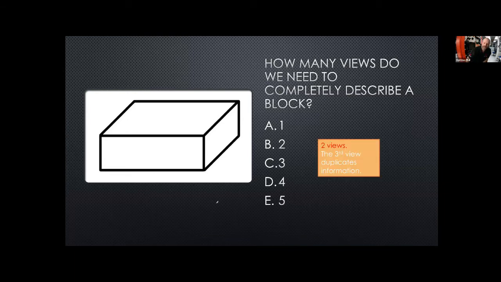So let's see. You need 2, right? Because if you have this view here, and, whoops, I'm having a hard time drawing with this mouse, this one, that's the front view, for example. So you know the height and you know the width of this thing, but you won't know the depth. So you need another view. So you can either do this view here, and then you'll know how deep it is. So those 2 views would be adequate.